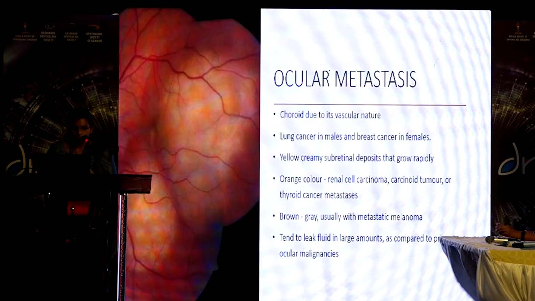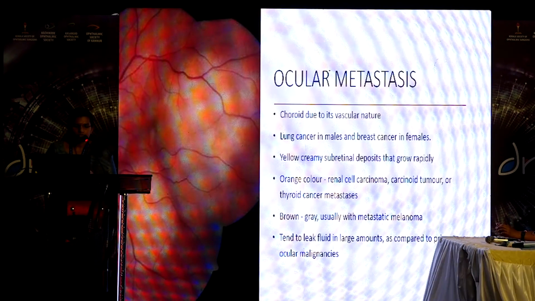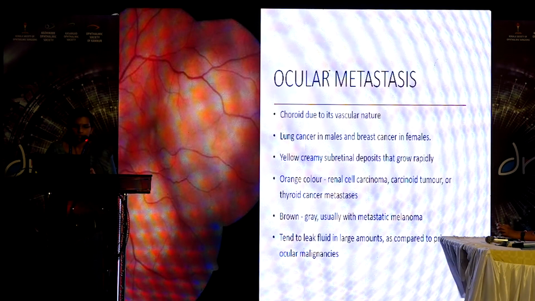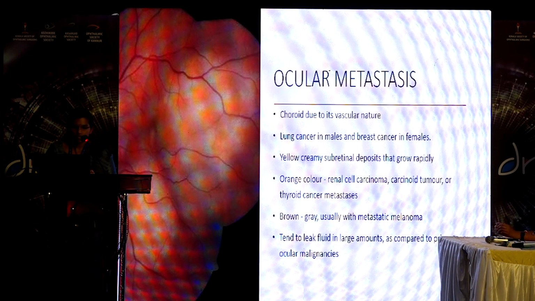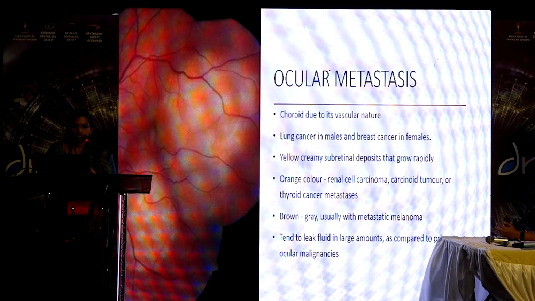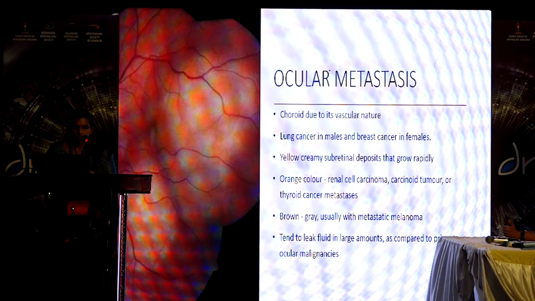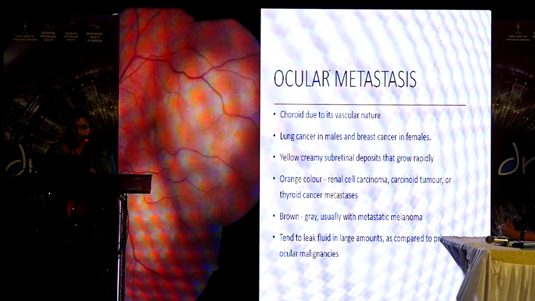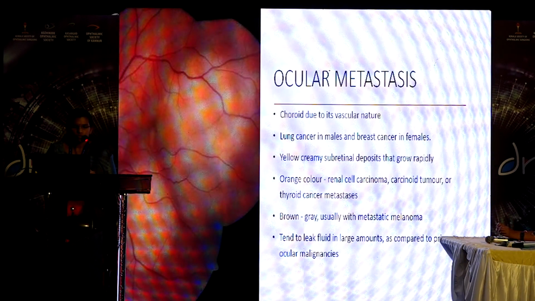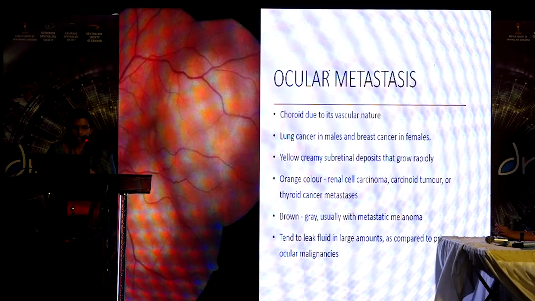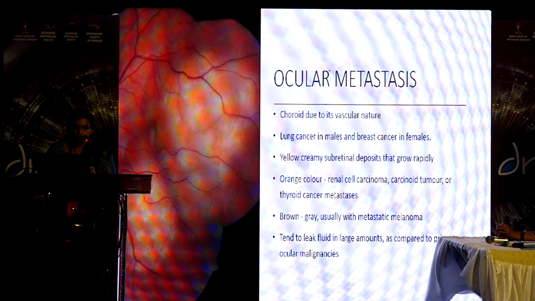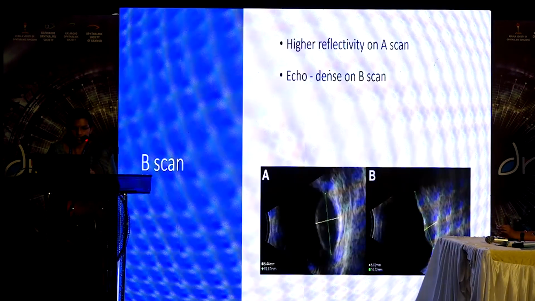of salvage rate. Now coming to ocular metastasis, the choroid is the most common site because of its highly vascular nature, and in males, lung is the most common primary site, and in females, breast is the most common site. Usually it presents as a yellow creamy subretinal deposit, but it can have an orange color, especially in case of renal cell carcinoma, carcinoid tumor or thyroid cancers, and a brown grey color in case of metastatic melanoma. And the most characteristic finding in ocular mets is disproportionate subretinal fluid compared to the primary lesion.